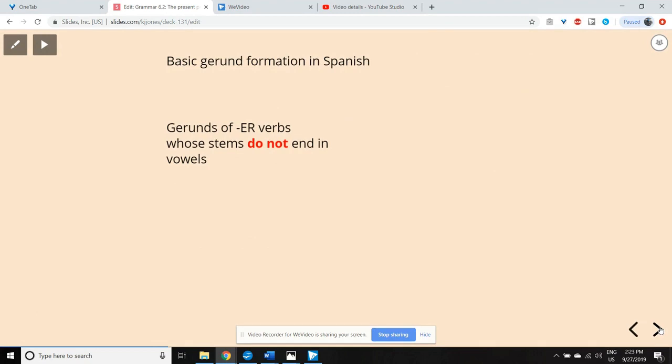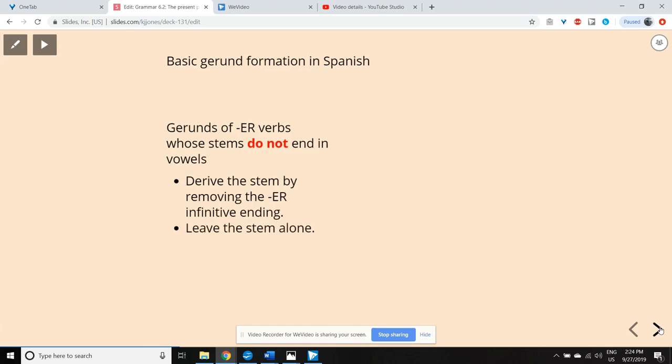We're going to talk now about gerunds of ER verbs whose stems do not end in vowels. That's a really important distinction for ER verbs, okay? So, again, exact same process. We derive the stem by removing the ER infinitive ending. We leave the stem alone. And then we add IENDO. Okay, not ANDO. These are not AR verbs. IENDO to the stem. That's it.